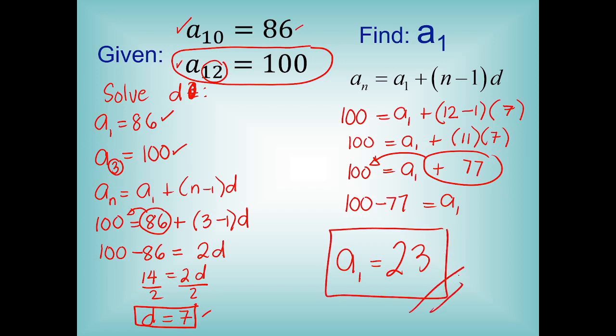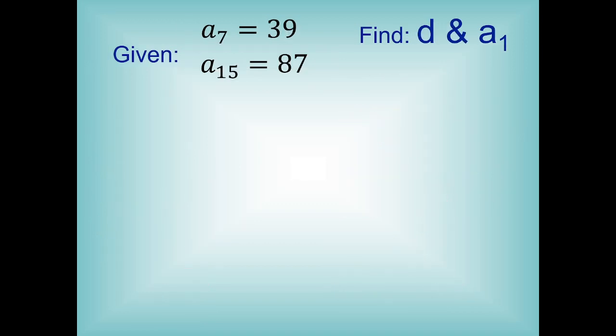Okay? Now, let's proceed to another one here. Now, what if the difference between a sub 7 and a sub 15 is far apart? So, what will I do here? Okay, so it's so simple. Again, we will be solving for D. To solve for D, I will let a sub 7 as my first term.